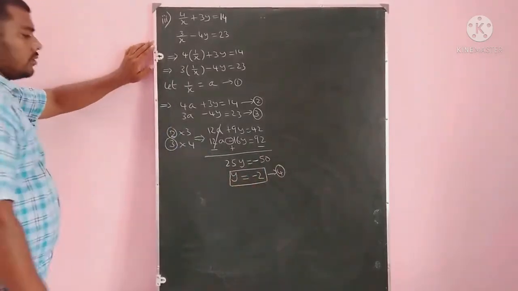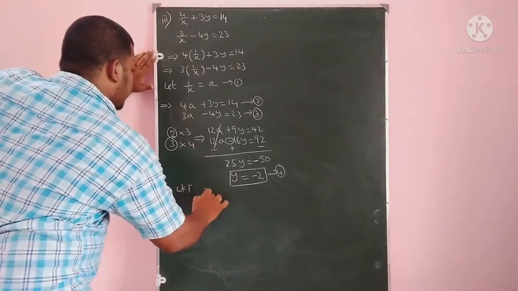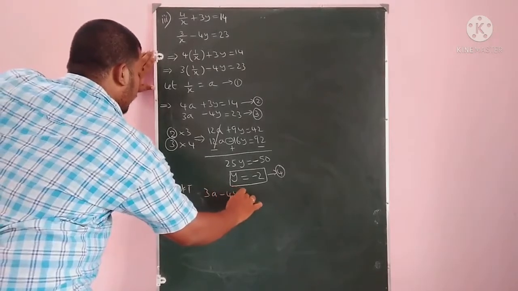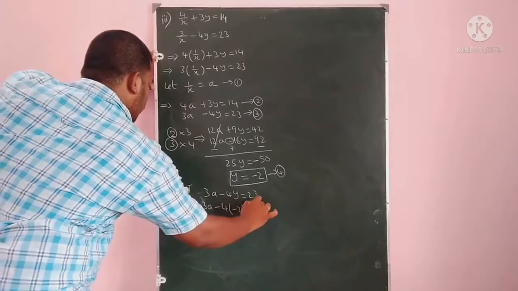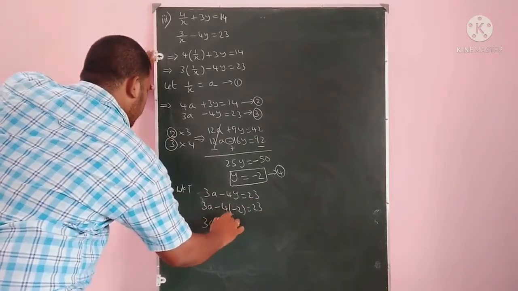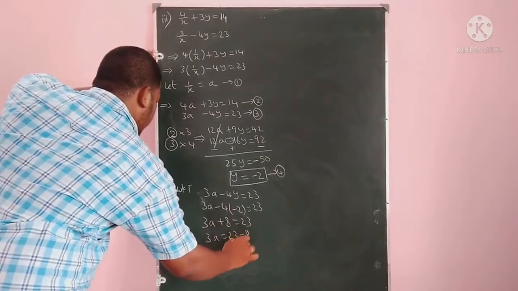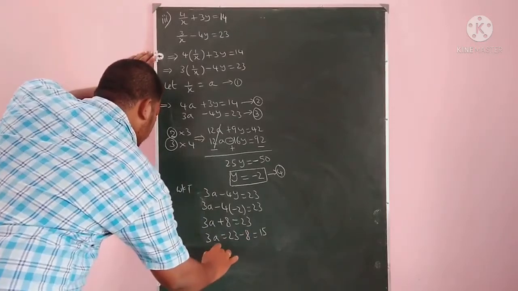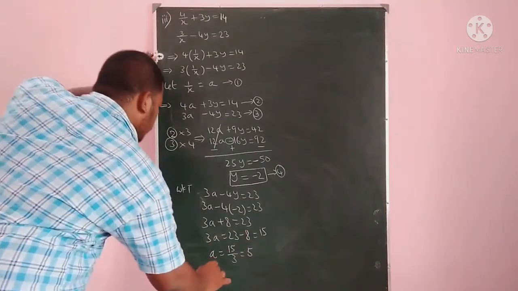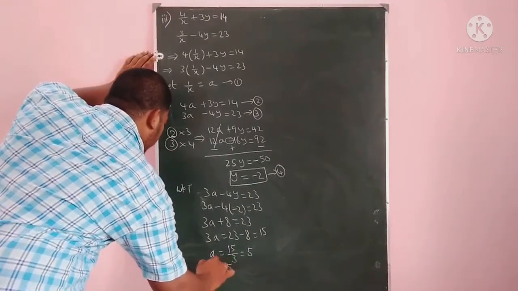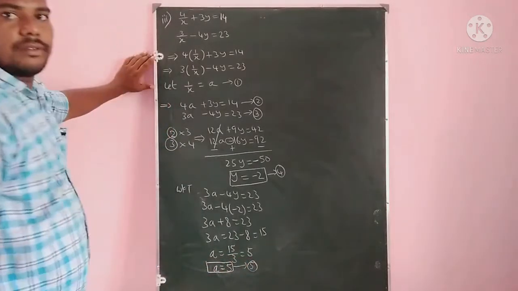So let it be 4. Now we know that 3a minus 4y is equal to 23. 3a minus 4 into minus 2 is equal to 23. 3a plus 8 is equal to 23. 3a is equal to 23 minus 8, that equals 15. So a is equal to 15 by 3, that is equal to 5. So finally a is equal to 5. Let it be equation 5.